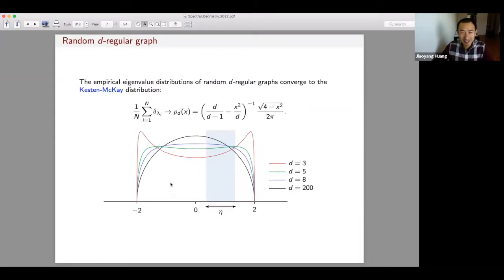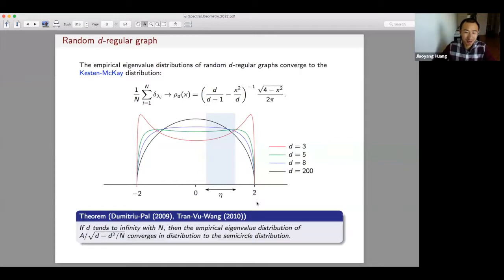Here are some more pictures of this Kesten-McKay distribution for d equals 3, this red one, for d equals 5, this green one, d equals 8, and for d equals 200. As you can see from this picture, when d is 200, this black curve looks really like just half a circle, a semicircle. You can also see it from the formula: if d is really large, like 200, or if d goes to infinity, because this measure is supported from minus 2 to 2, so if x is between minus 2 and 2, this first factor goes to 1, and what's left is only this semicircle distribution. This was only proven recently by Tran, Wu, and Wang, and also by Dumitriu et al.